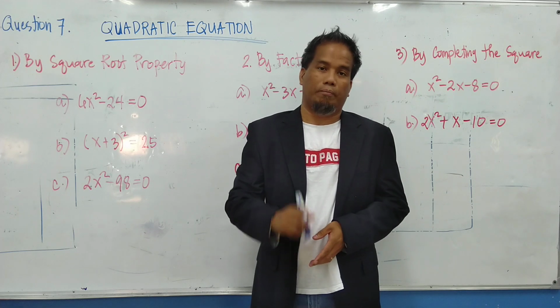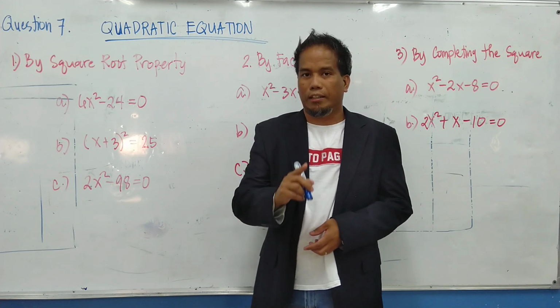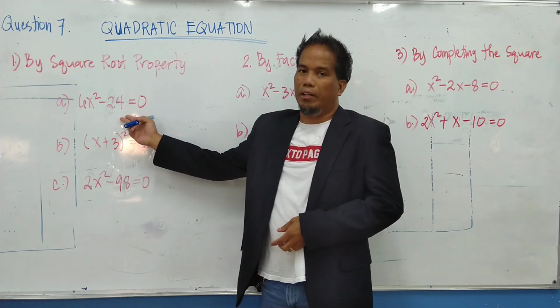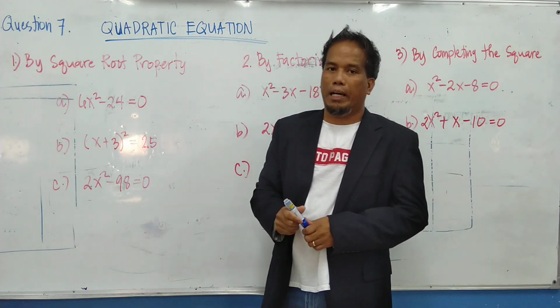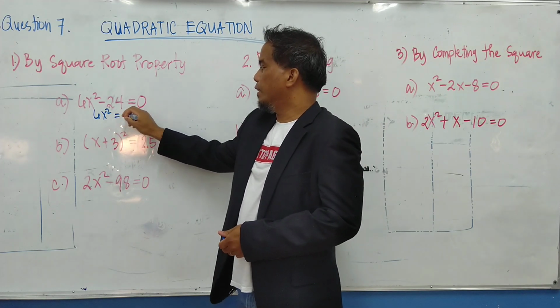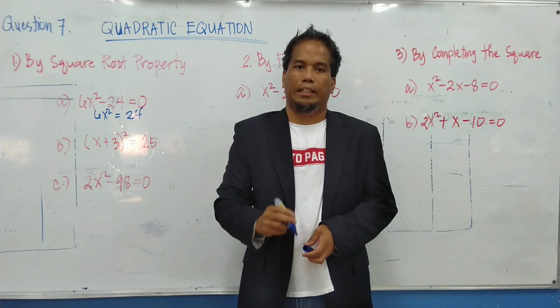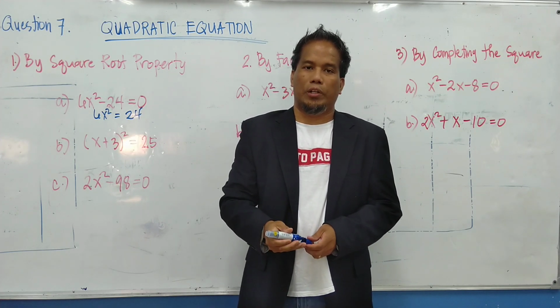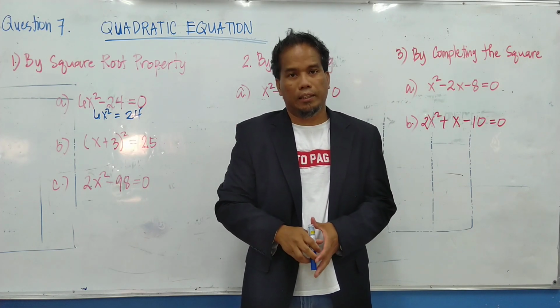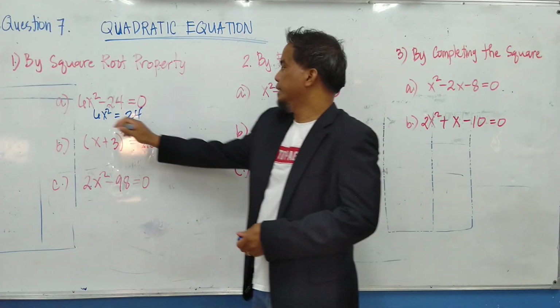So what will you do? First, isolate the constant. What is the constant term? The constant term is negative 24. So it will become now 6x squared equals 24. Then you are going to remove 6 as the numerical coefficient of x squared. To remove it, you are going to divide both sides by 6.